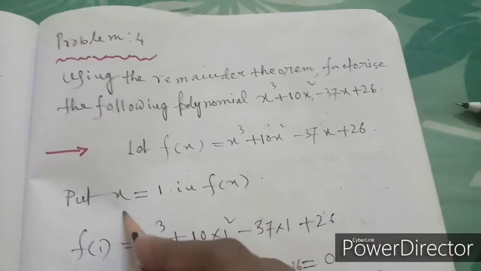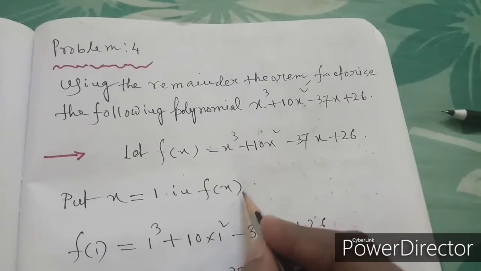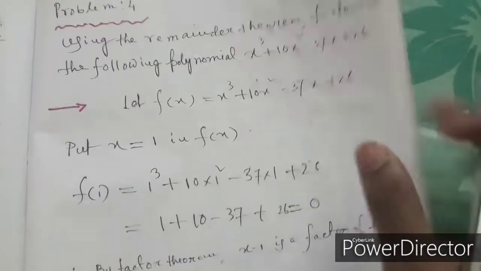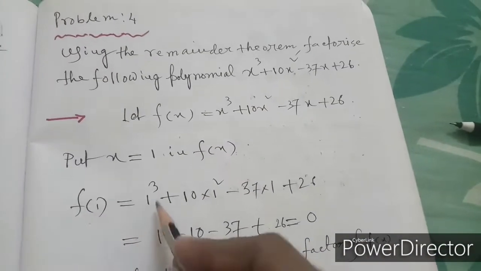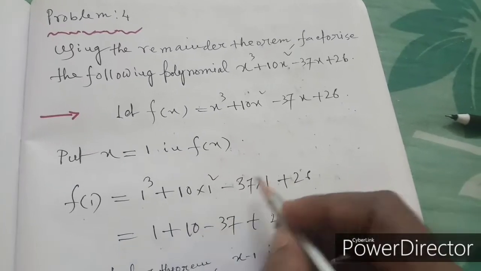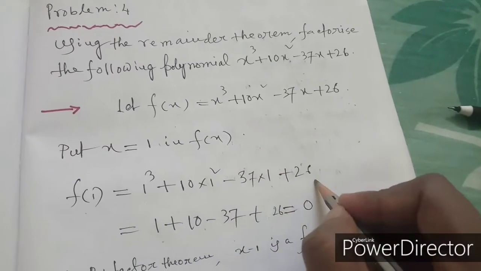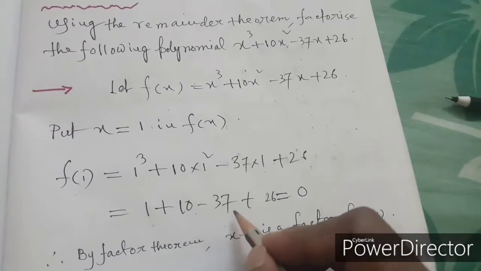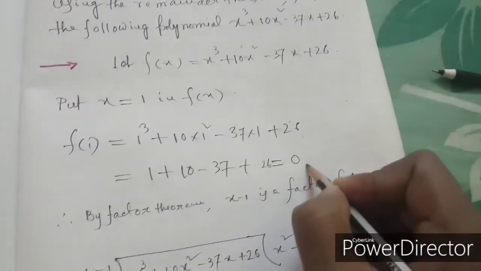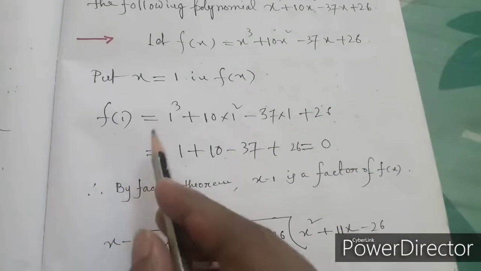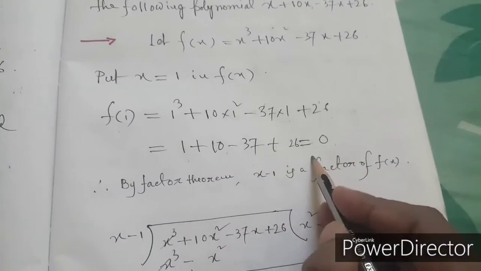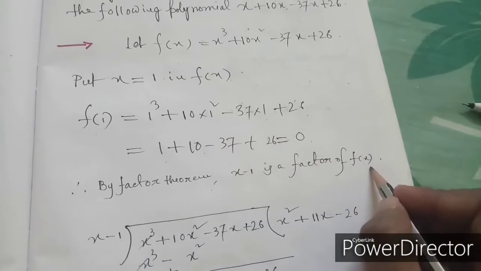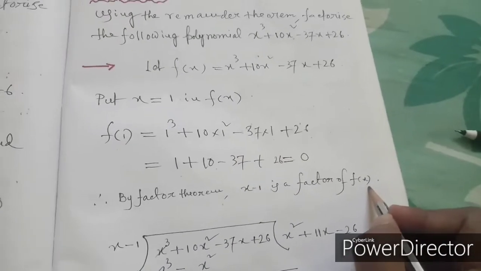Now put x equals 1 in f(x). Then all the x are replaced by 1. So f(1) is equal to 1 cube plus 10 into 1 square minus 37 into 1 plus 26, that is 1 plus 10 minus 37 plus 26, which equals 0. So since f(1) equals 0, by the factor theorem, x minus 1 is a factor of f(x). Is it clear? Absolutely.